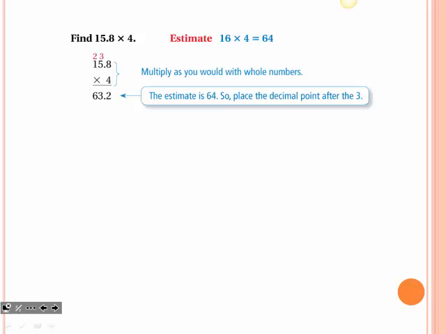If you don't quite know how we got 63.2, let me walk you through it. If you have 15.8 times 4, you're going to multiply the 8 times the 4 and get 32. Then you're going to multiply the 4 times the 5 and get 20. Add the 3 and get 23. Carry that 2. Then you multiply 4 times 1 and get 4. Add the 2 and get 6. And now we get 632.